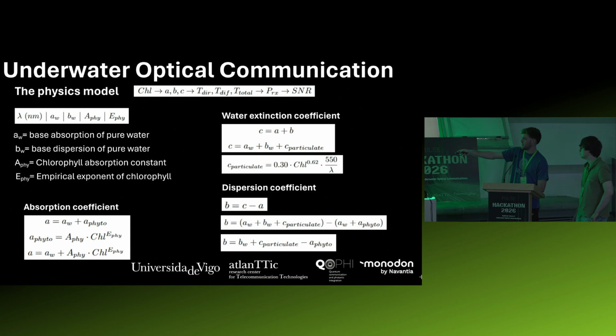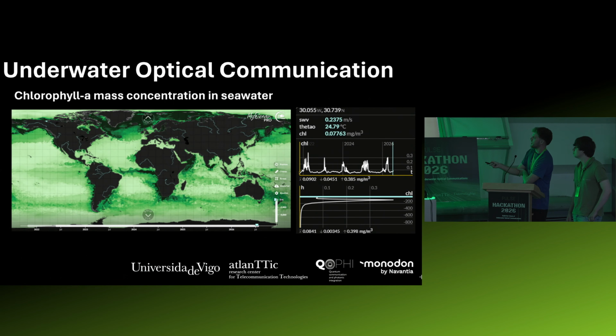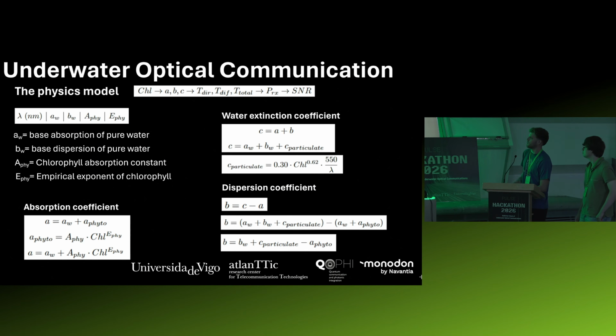We get a from the base absorption, adding the absorption of the chlorophyll. For the chlorophyll, we take the value from this Copernicus map from the European Union. Here we can see that we can get the chlorophyll by depth of the ocean at any point we want. We could also get the temperature. We tried to code it in the simulation, but it was quite difficult, so we get it manually.